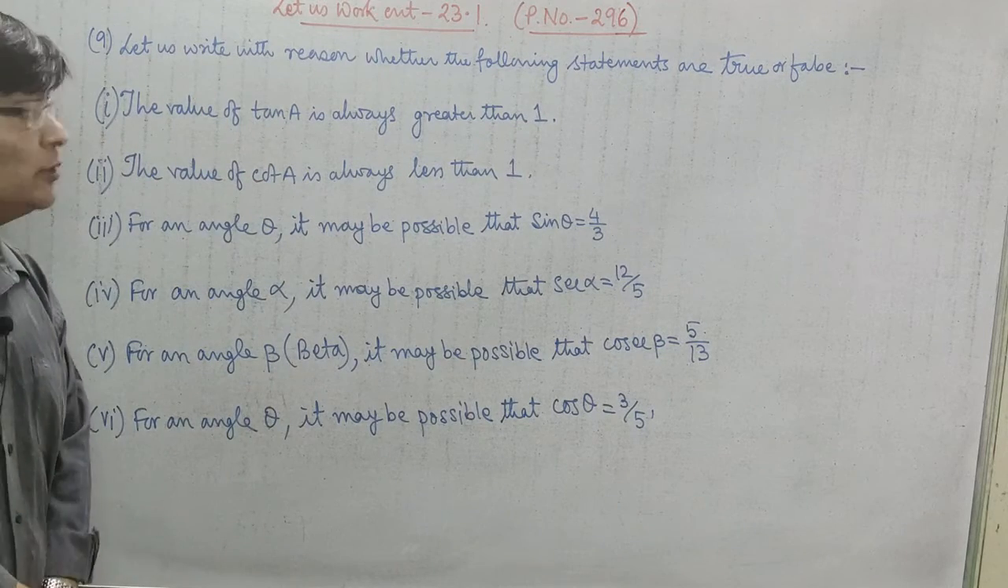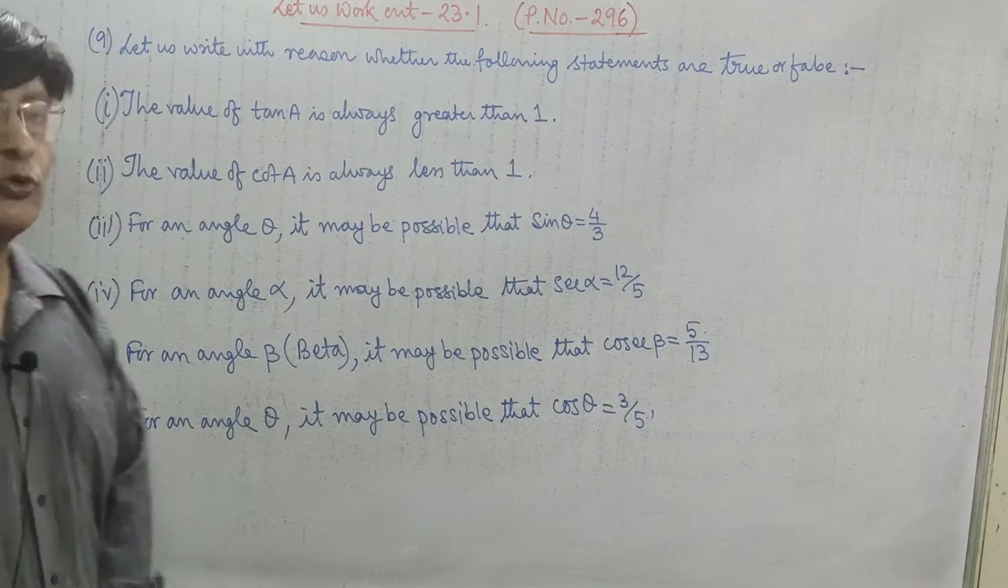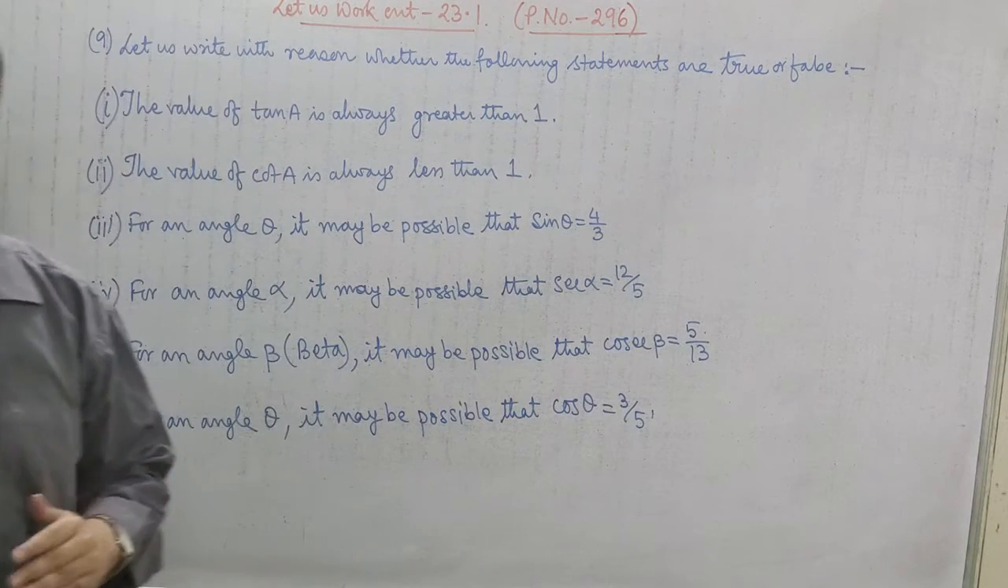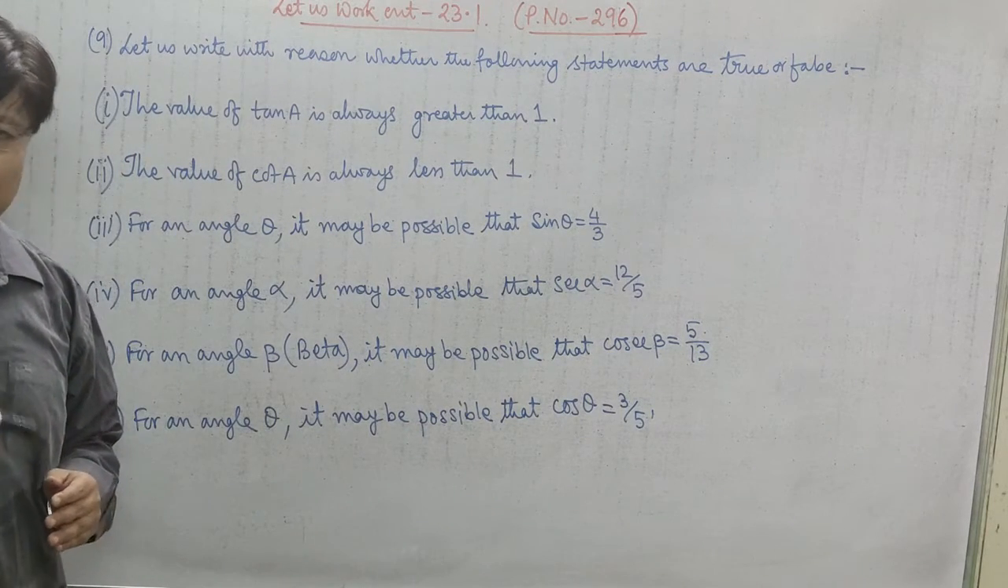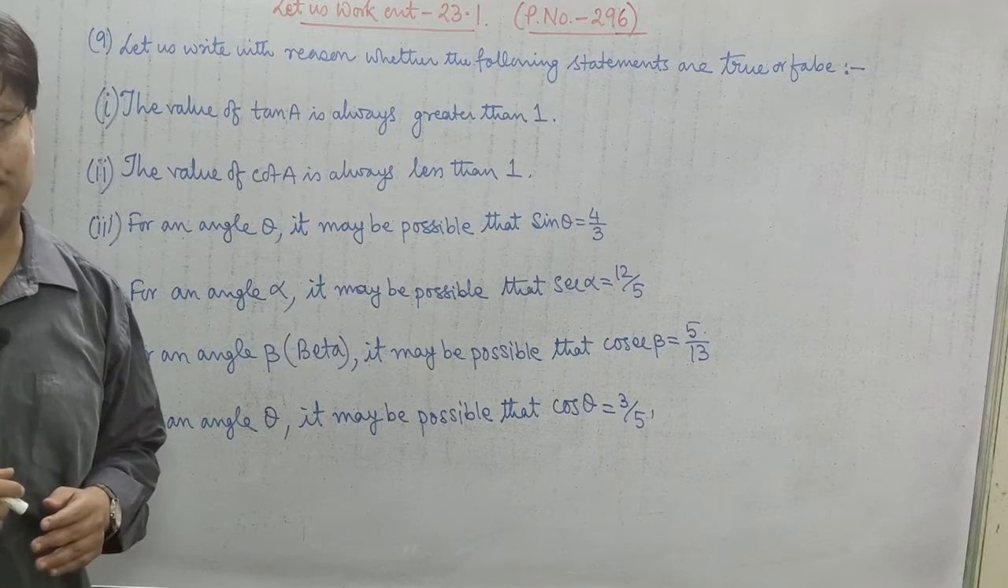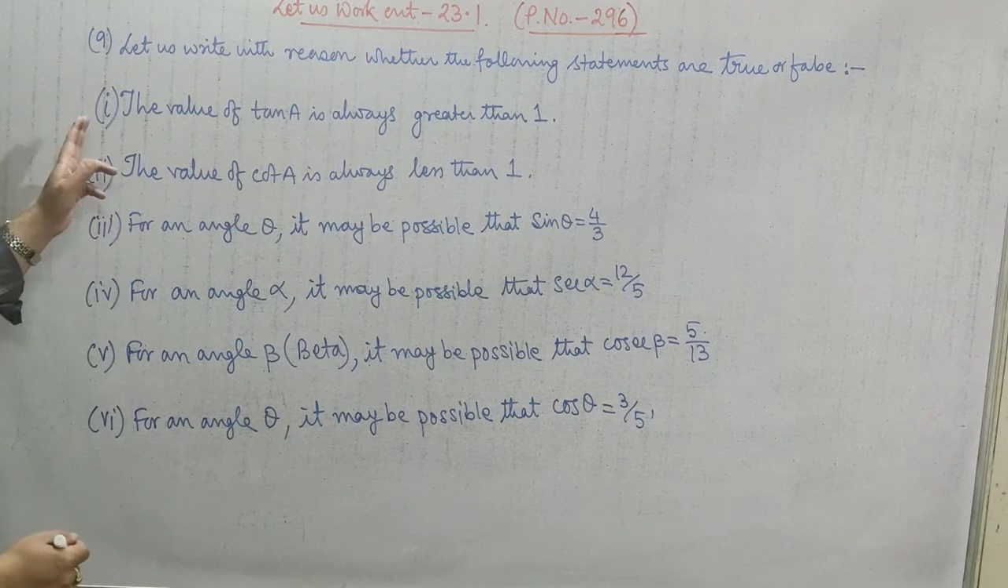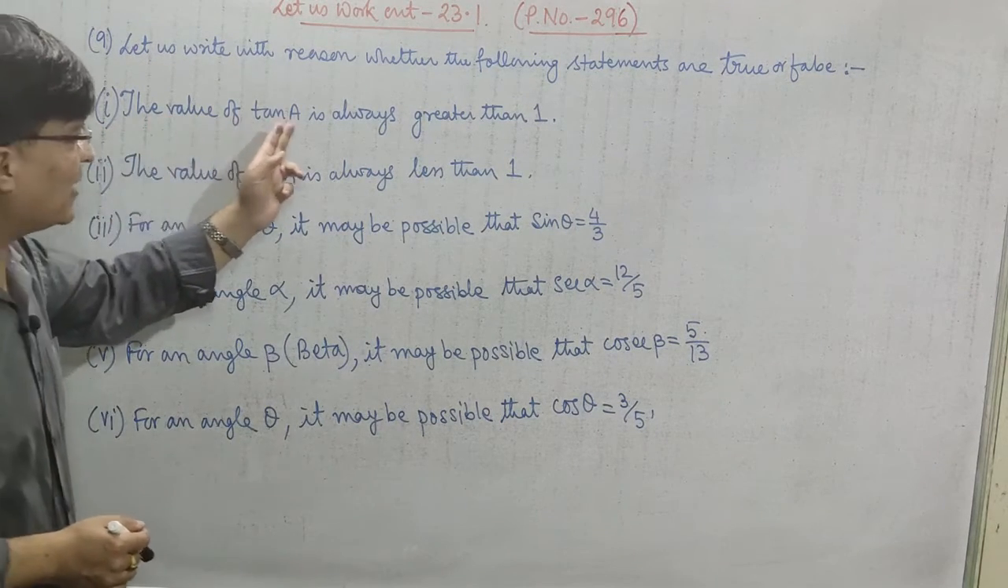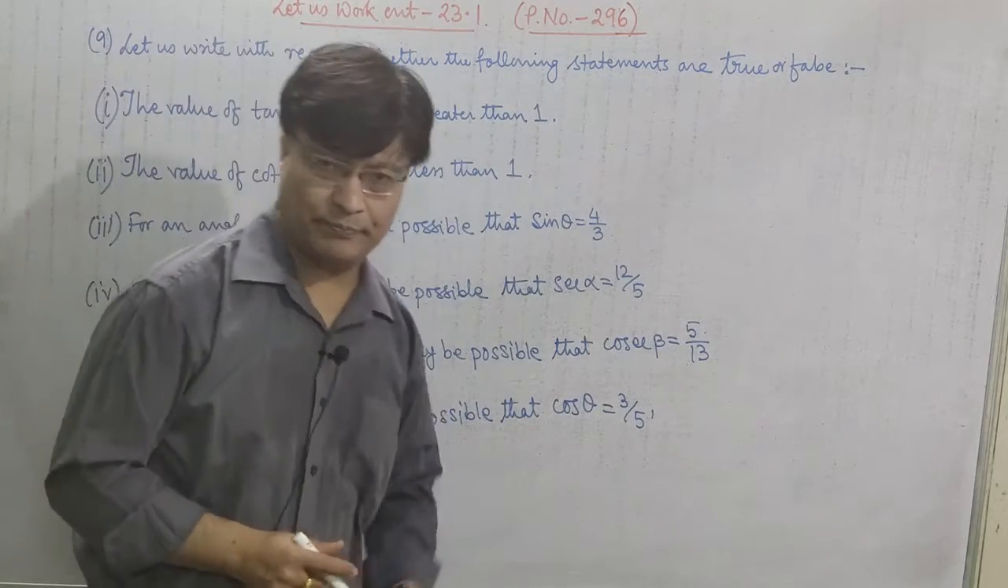You have to give the reason also. Whether the following statements are true or false, you have to write it, and you have to write down the reason also. Okay, so let's do this question number 1. The value of tan A is always greater than 1.